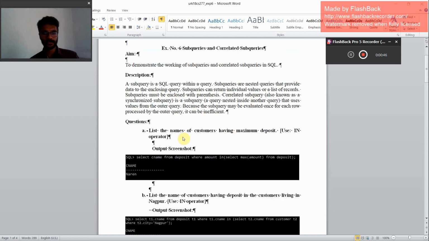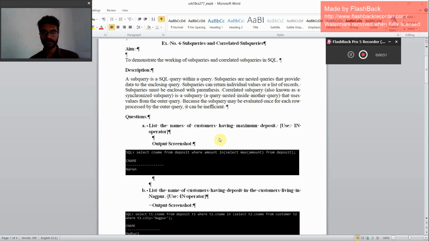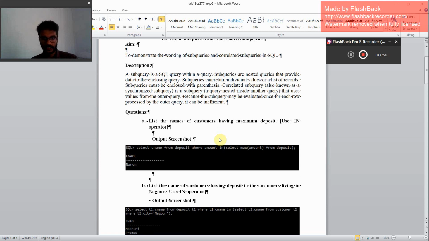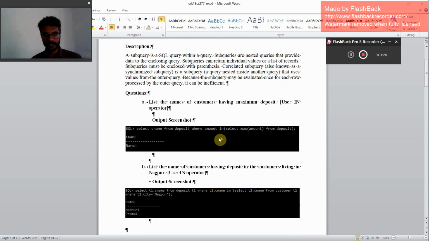So let's get directly into the program. My first question is to list the names of customers having maximum deposit using the IN operator. Here you are selecting C name from the deposit table where amount in, because you're using the IN operator, opening brackets and select maximum amount from the deposit table. Then you get the customer name, Naren, who has the maximum deposit.